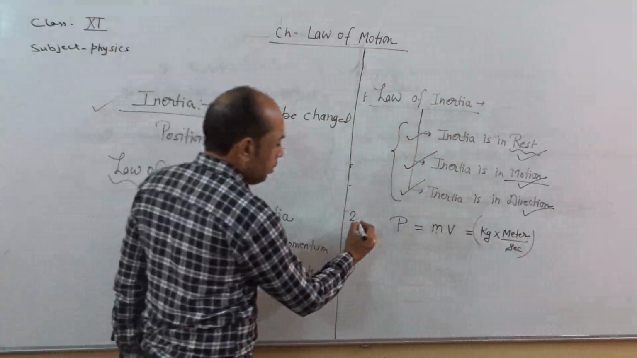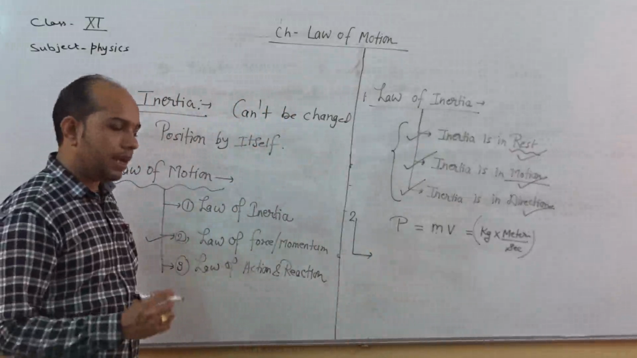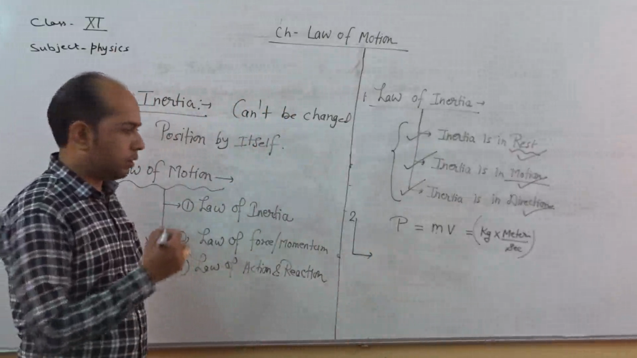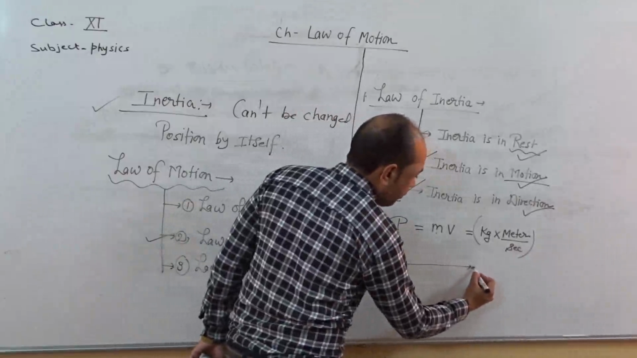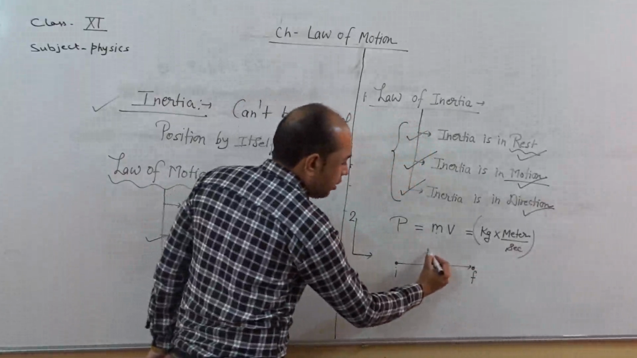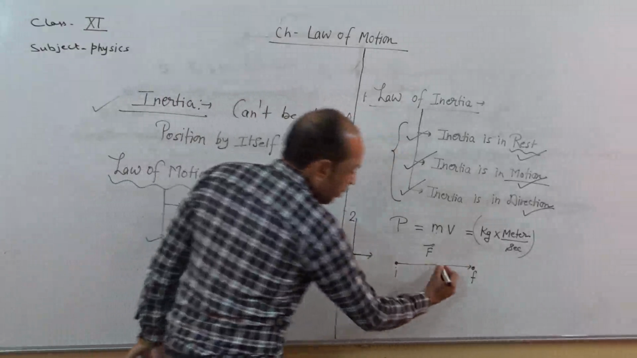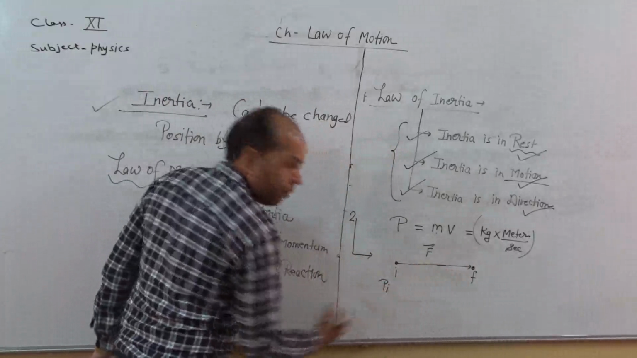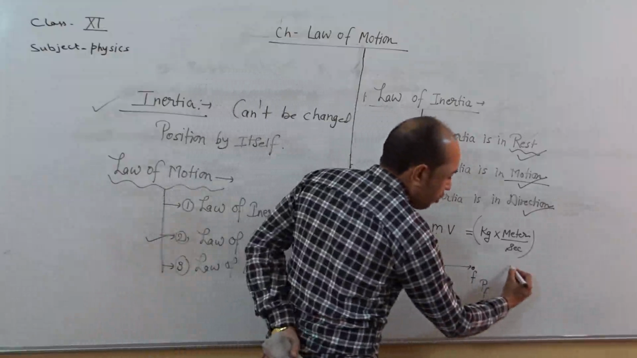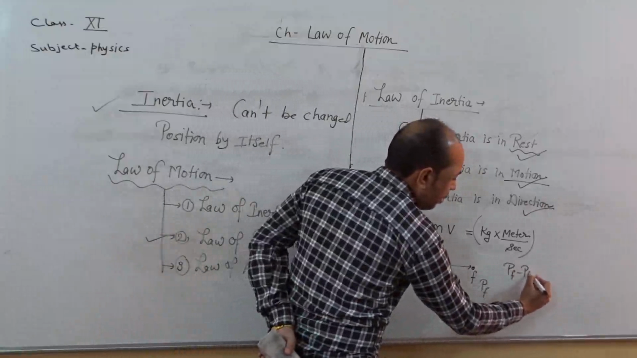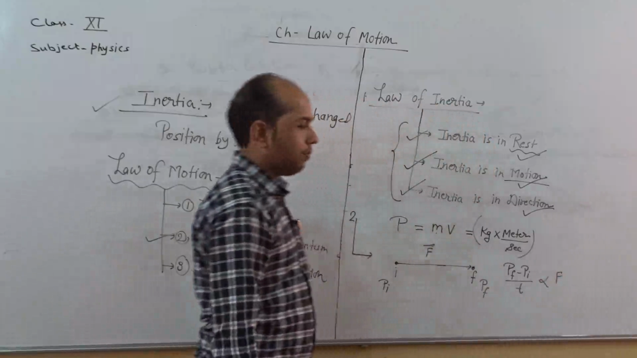Now we come to the second law. The second law states that the rate of change of momentum is directly proportional to external force. For example, if an object goes from an initial to a final position by applying some external force, it changes its position from initial I to F. So the initial momentum is Pi, and the final momentum is represented by Pf. According to this law, the rate of change of momentum, that means final momentum minus initial divided by time, is directly proportional to external force, that is F.